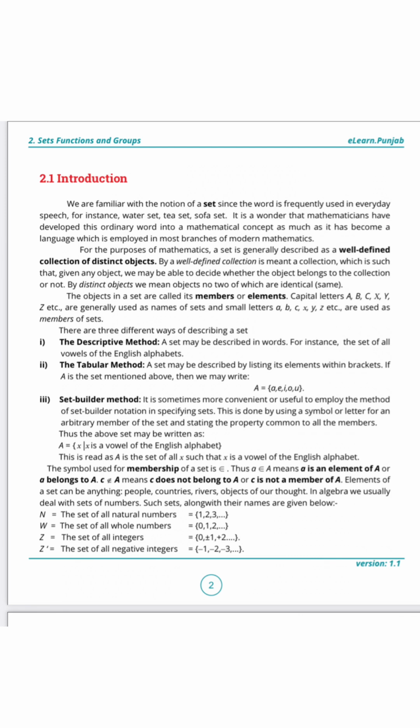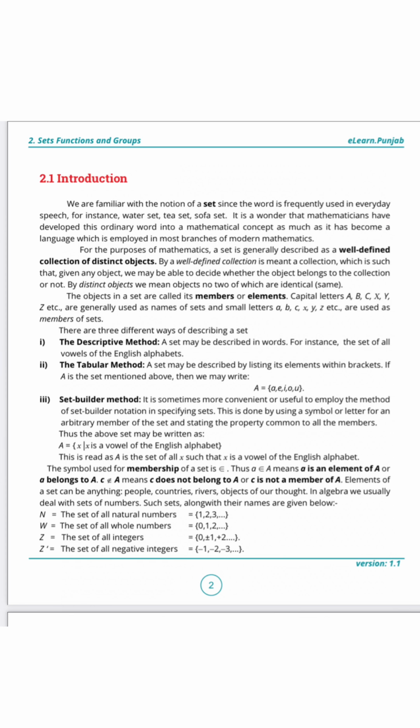Elements of a set can be anything. It is not necessary that elements might be only these letters or vowels. They can be anything, like people, countries, rivers, objects of our thought. In algebra, we usually deal with the sets of numbers. Such sets along with their names are given below. For example, N is the set of natural numbers. Capital N will be equal to 1, 2, 3, and so on. It is an unending series.